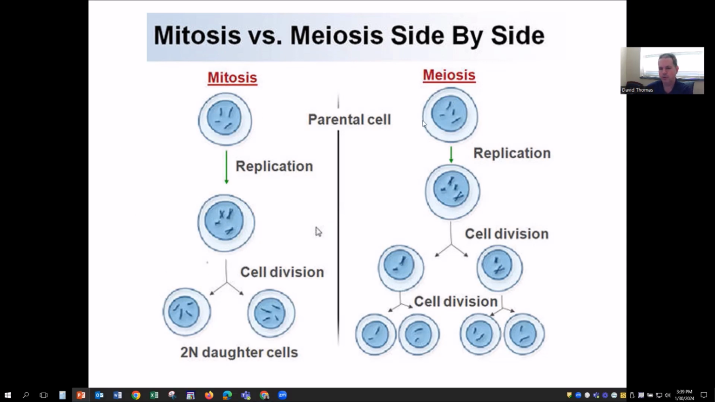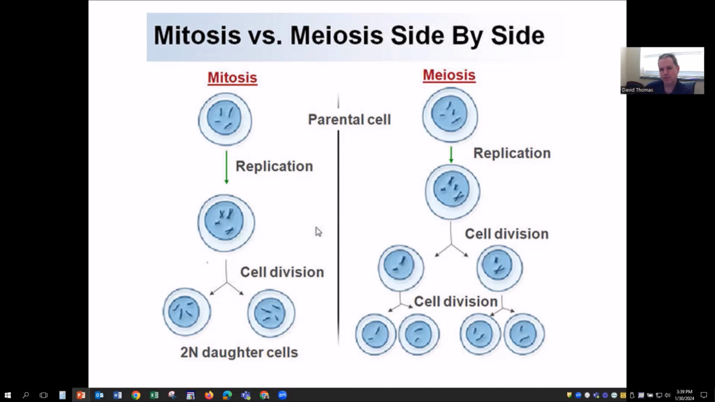Meiosis does things a little differently. I started out with a diploid cell. I went through replication. I have a cell division event here. And at this point, now I have 2 cells that only have 2 chromosomes. So I've reduced the number of chromosomes in half. So this is reduction. I had 4 chromosomes to start with. Now each cell only has 2 chromosomes.